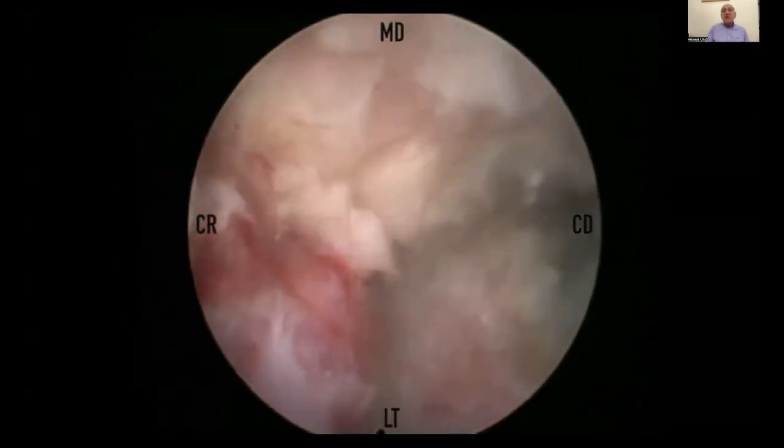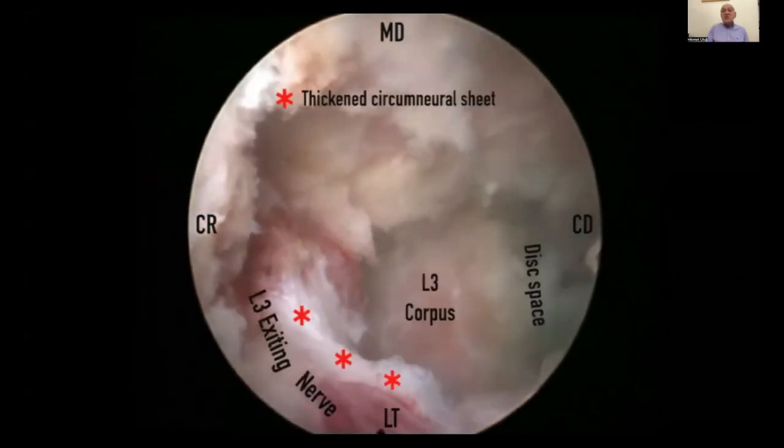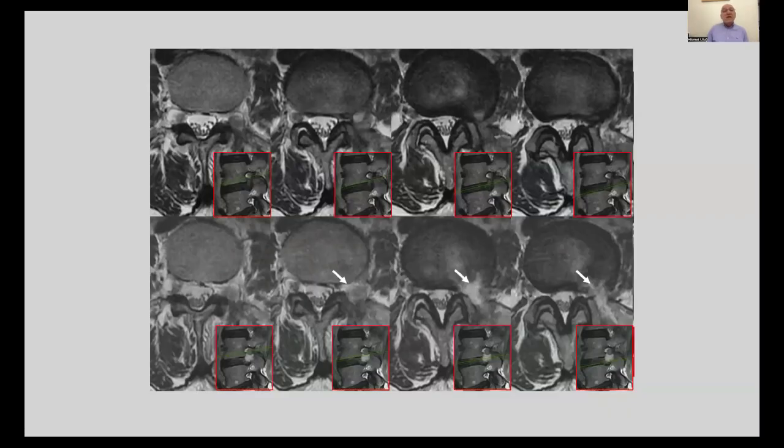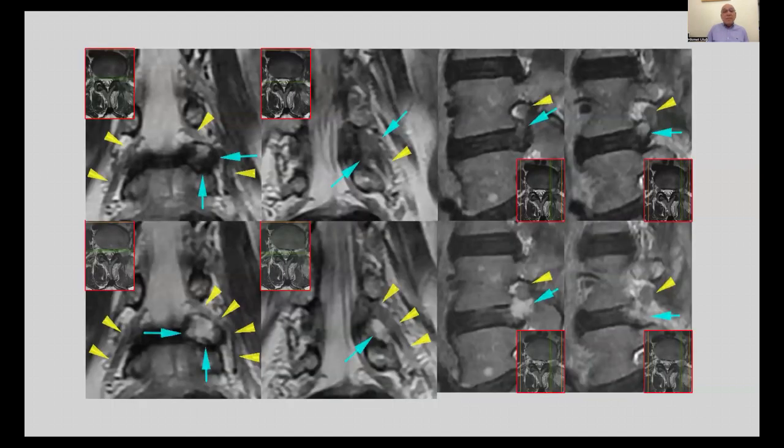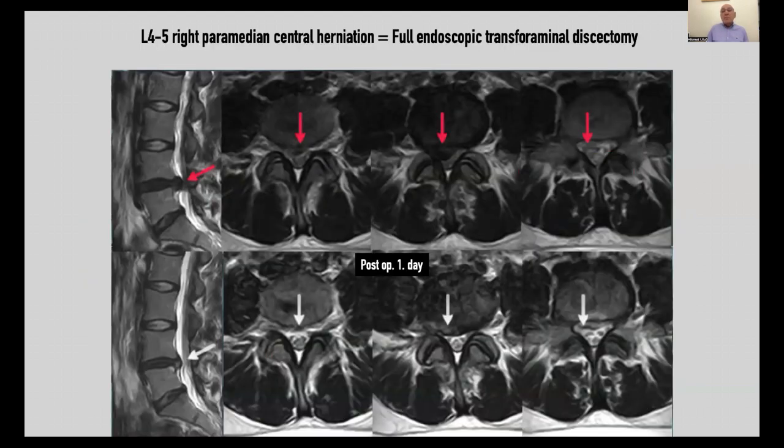At the end of the operation, the exiting nerve is exposed with a thickened circumneural sheath. The thickened circumneural sheath reflects the effects of prior surgical manipulation, and postoperatively there is complete decompression. Coronal and sagittal sections. And the last case is a primary L4-5 paramedian disc herniation. I performed a transforaminal discectomy.